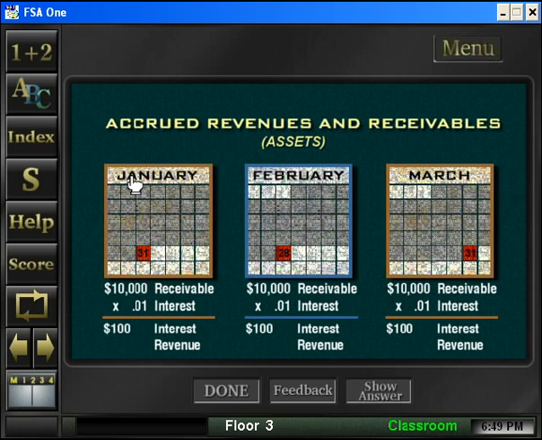A bank lent $10,000 to a customer on December 31st of last year in exchange for a note receivable. Payment of the note, plus interest at 1% per month, is due on March 31st of the current year. In order to correctly determine interest revenue for January and February, the bank should recognize $100 of interest revenue for January and $100 of interest revenue for February.